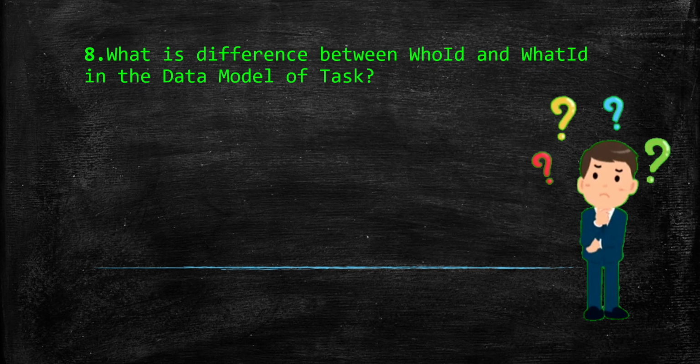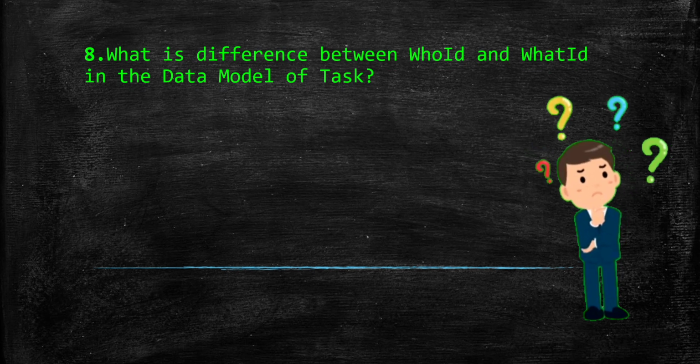What is the difference between WhoId and WhatId in the data model of tasks?